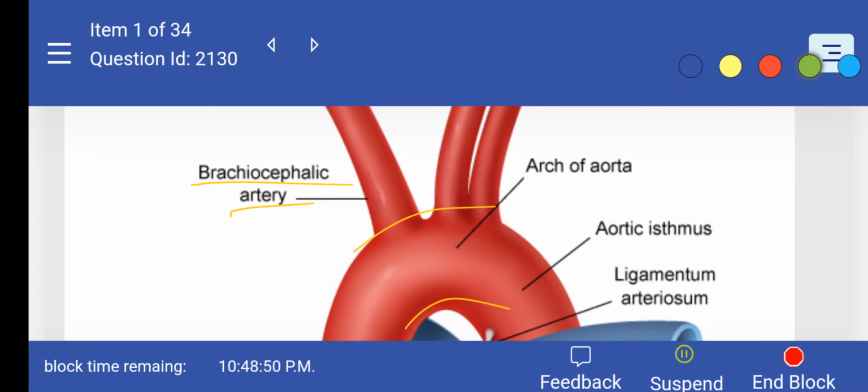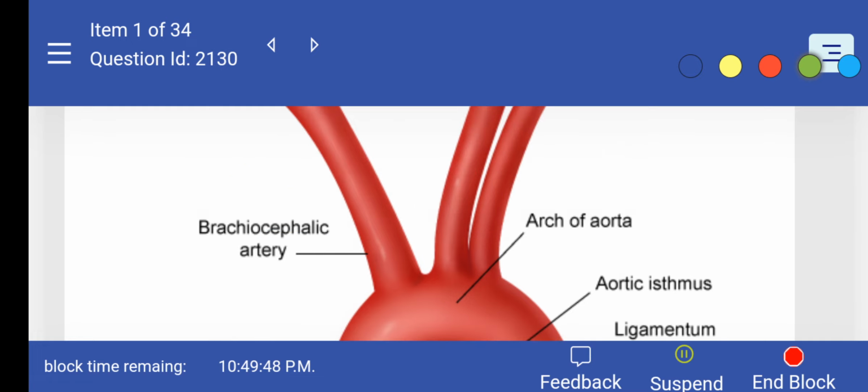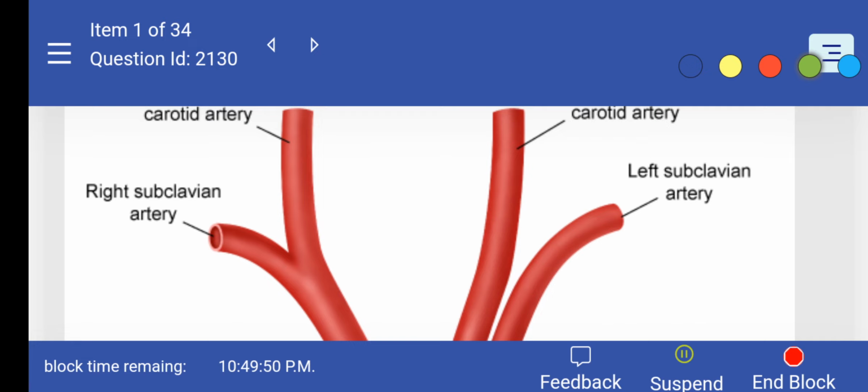If we move to the left side, we have this one, which is the left common carotid artery, and with that we have the left subclavian artery. So we have three branches from the aortic arch. The first is the brachiocephalic artery, then the left common carotid artery, and then the left subclavian artery. And the brachiocephalic artery has two further branches: the right subclavian artery, and with that the right carotid artery.